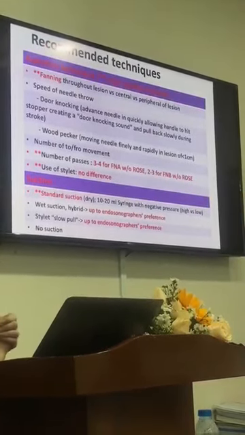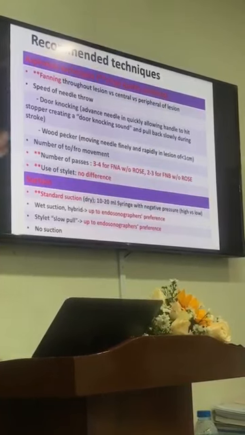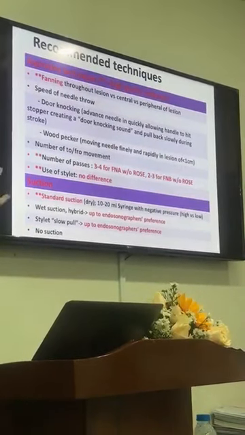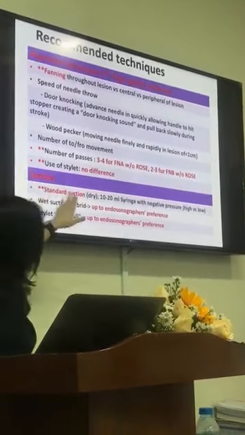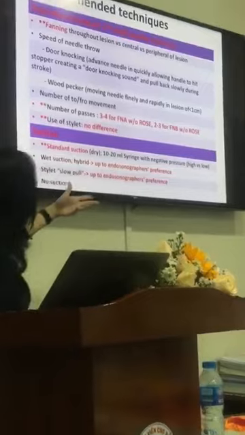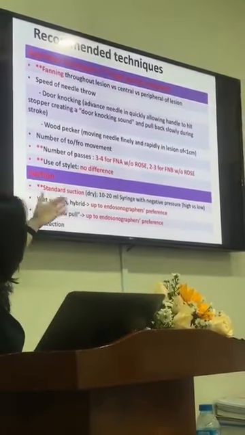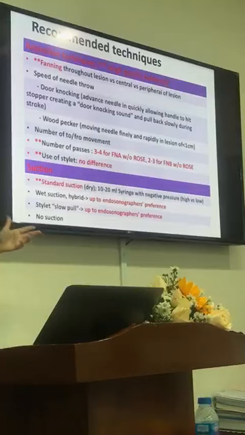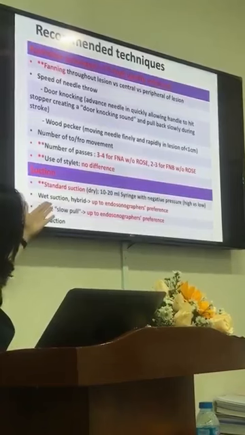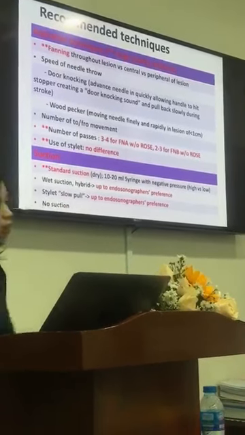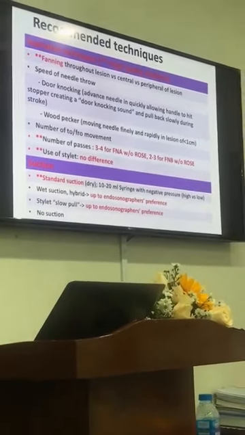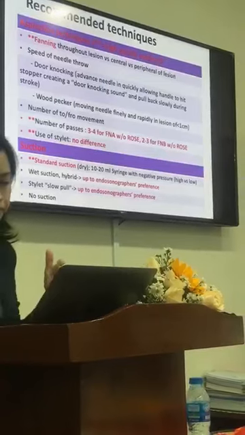So just to summarize in terms of recommended techniques, fanning technique is definitely recommended with good evidence. Number of passes: 3 to 4 without ROSE, 2 to 3 with an FNB needle without ROSE. The use of stylet, really no difference, it's your preference. What about suction? Standard suction still has a role. In terms of wet suction or slow pull or hybrid or no suction, it is really up to the endoscopist's preference. Okay, so the ones with solid evidence would be the fanning and the number of passes and the suction.